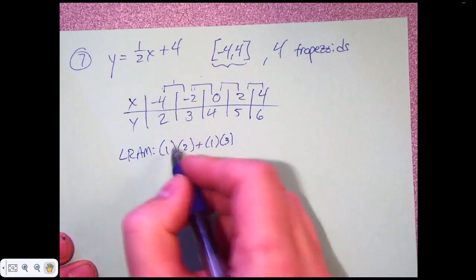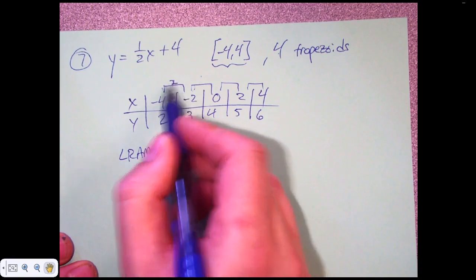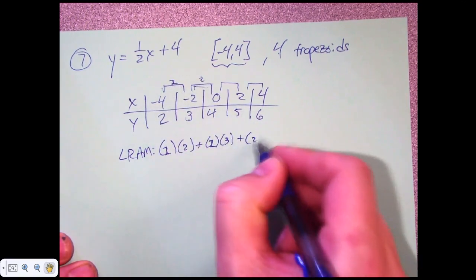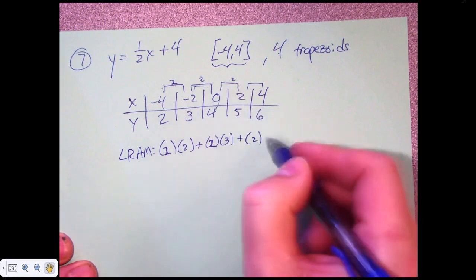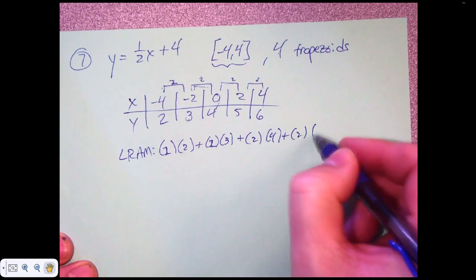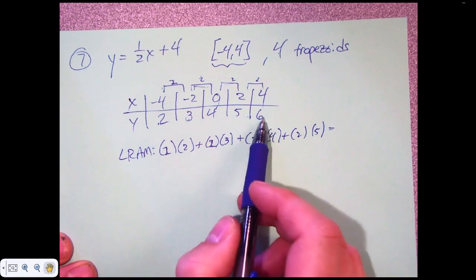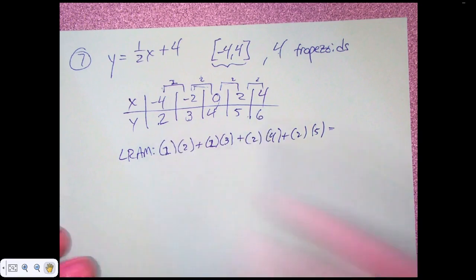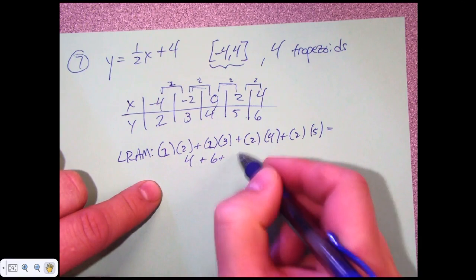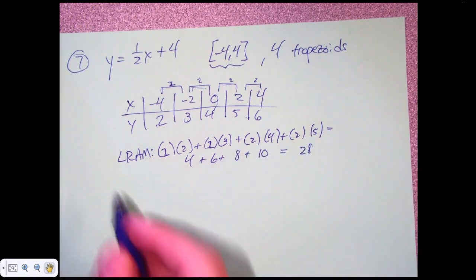Wait, these bases are not 1, I'm sorry, these bases are 2. So this base is 2, left-hand endpoint is 2. This base is 2, left-hand endpoint is 3. This base is 2, left-hand endpoint is 4. This base is 2, left-hand endpoint is 5. And if you remember, in a left hand, we'll never use the very right-hand number because it's never on the left side of anything. So this is 4 plus 6 plus 8 plus 10, so the left hand is 28.